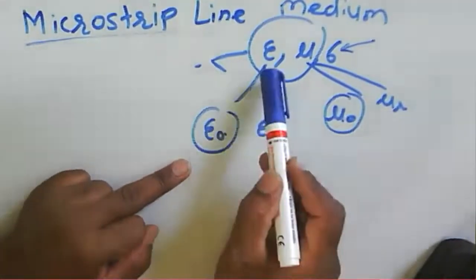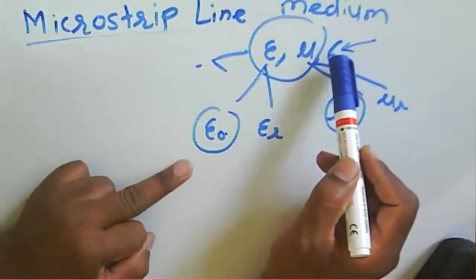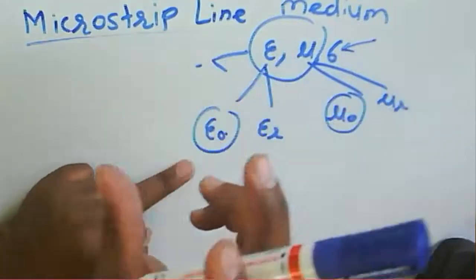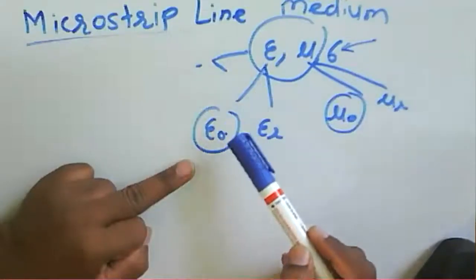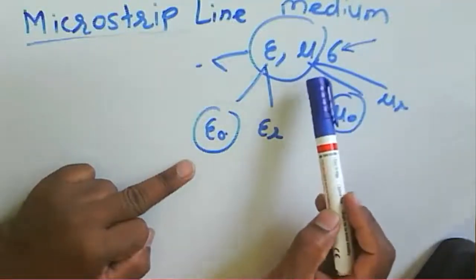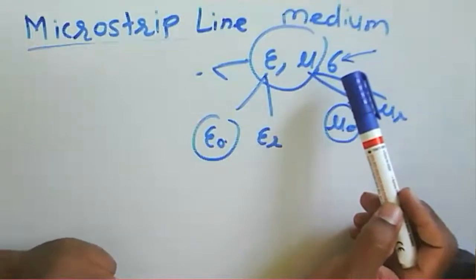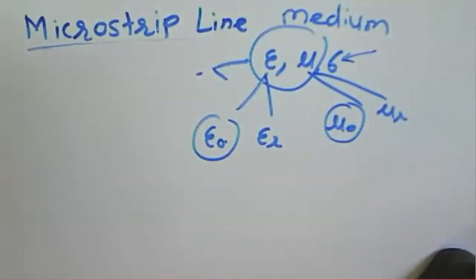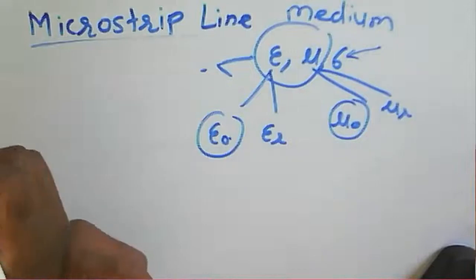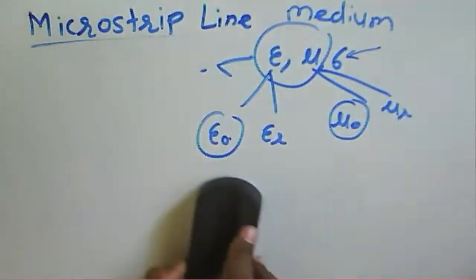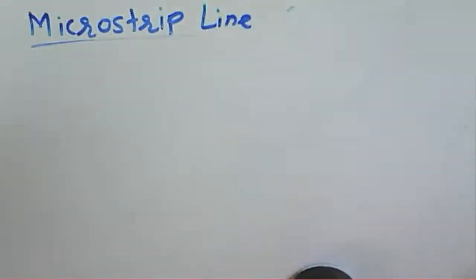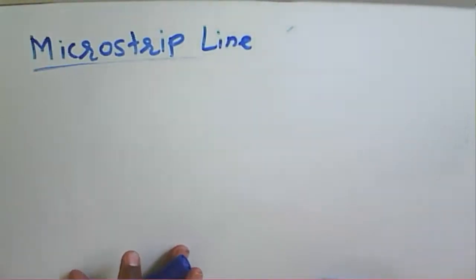If you talk about these epsilon, mu and sigma values, for a given material, any material, we say it has some medium constants. These are epsilon, mu and sigma. Based on these medium constants, we say this material is highly conducting, or a pure conducting material, or this material is a perfect dielectric, or an imperfect dielectric. So the material properties depend upon the medium constants. Now, what type of substrate or material is used in a given substrate to develop the microstrip line?